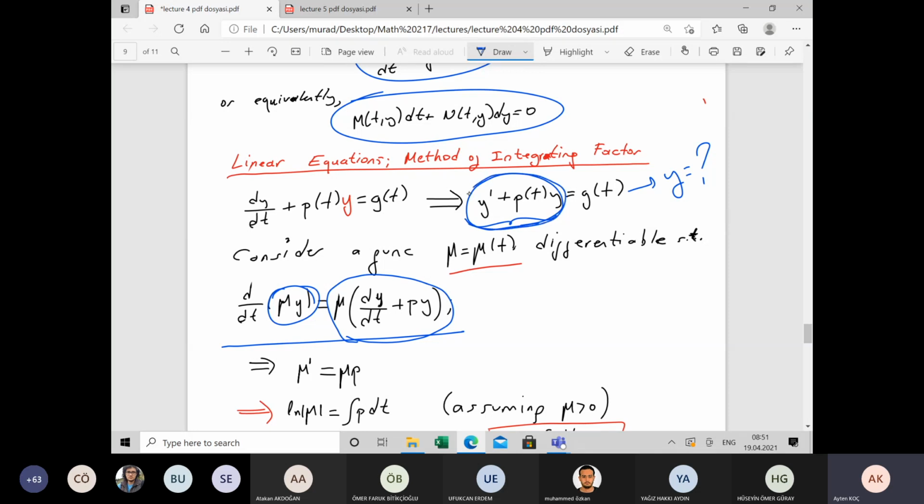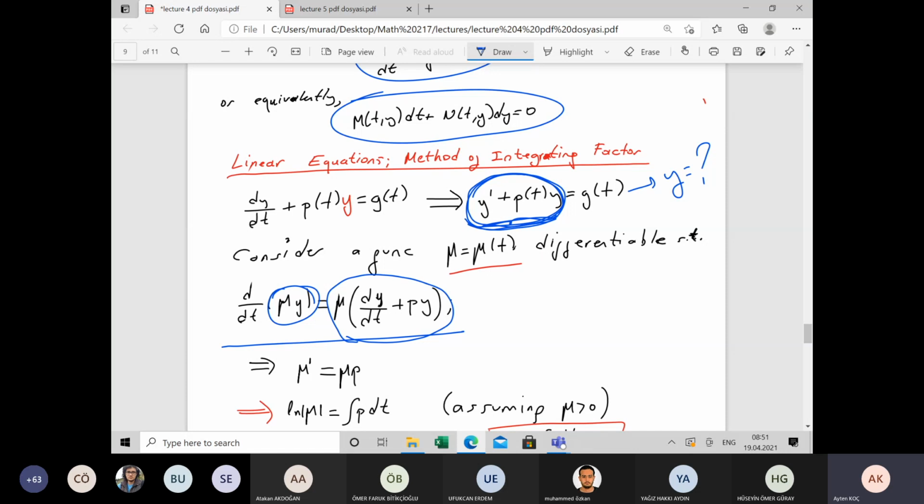Look at the left side of our differential equation. Mu times the left side should be this one. Now let's find mu here. What does this one mean?